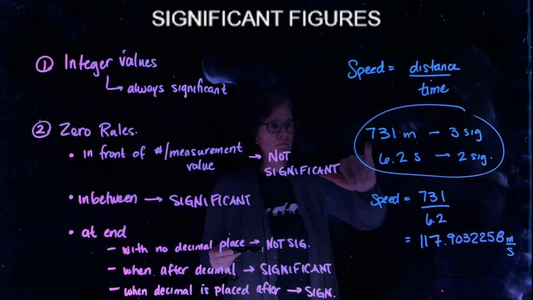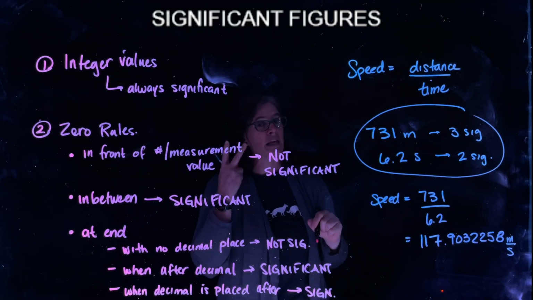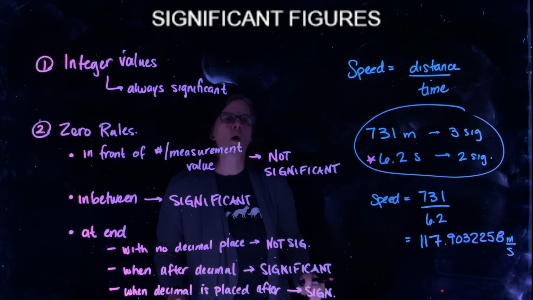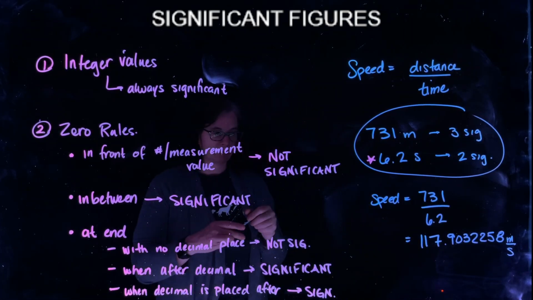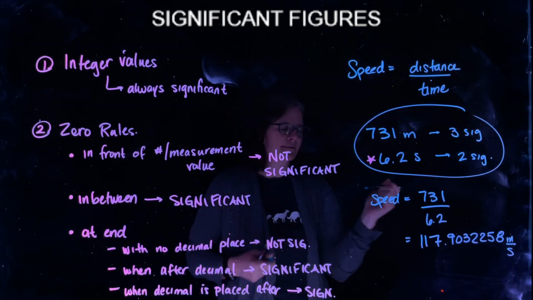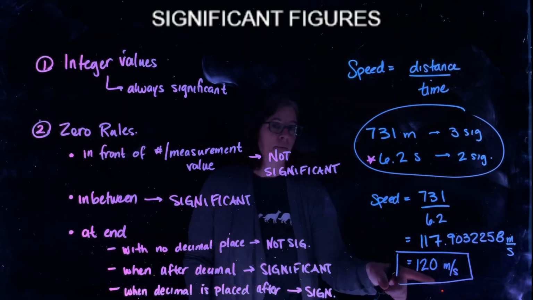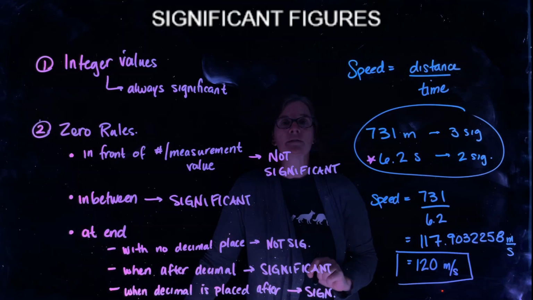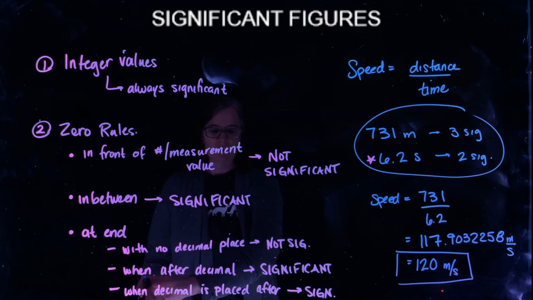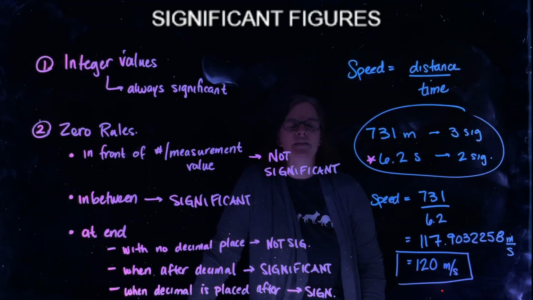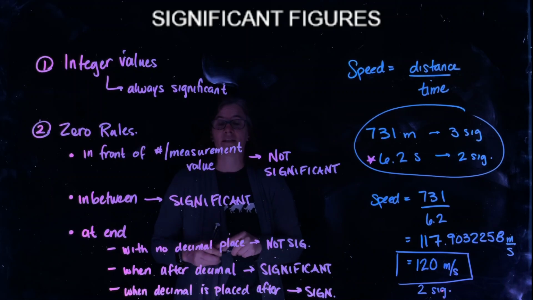So in our example, 731, my length measuring device had three levels of significance. My time measuring device only had two levels of significance. So this is my constraint. I can only know my information to two levels of significance. So I have to take my answer and round it to two levels of significance. So 117 rounded to only two digits that are significant gives us 120 meters per second. Now, am I consistent with my rules? Is this only two? Well, I have two integers. They are significant. And then I have that zero. The zero is at the end, and there is no decimal place. So it is not significant. So I have two sig figs, and I am consistent with an appropriate representation of my measuring devices.